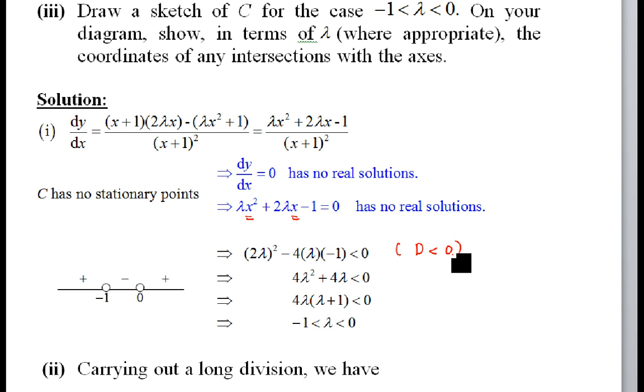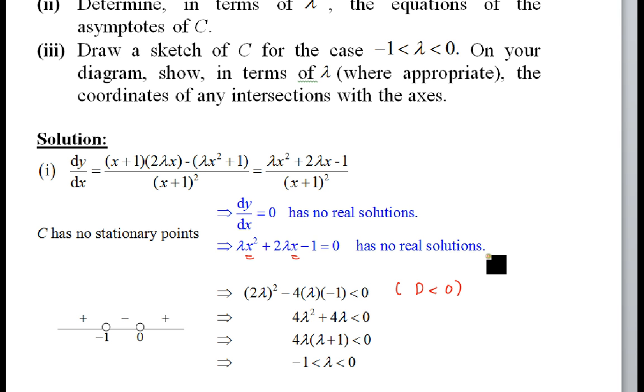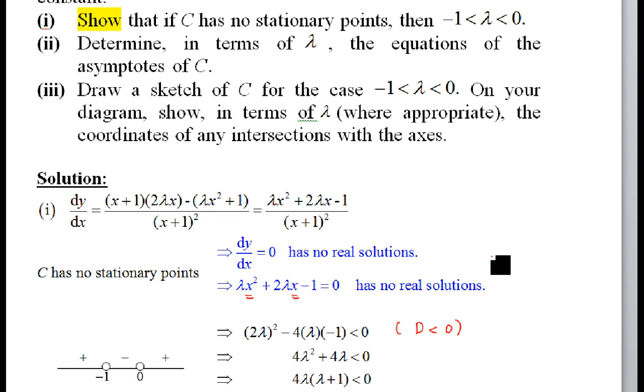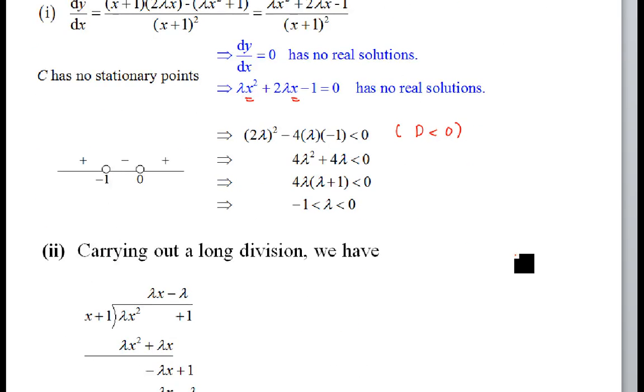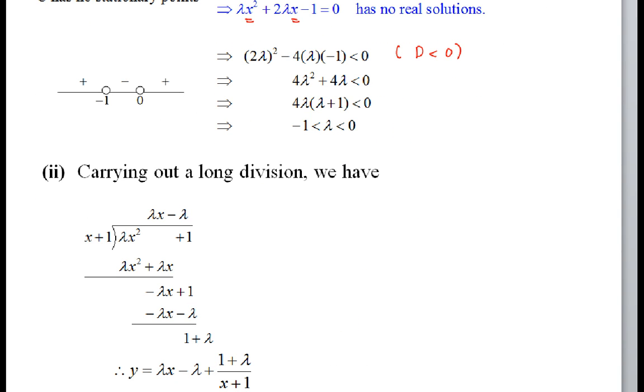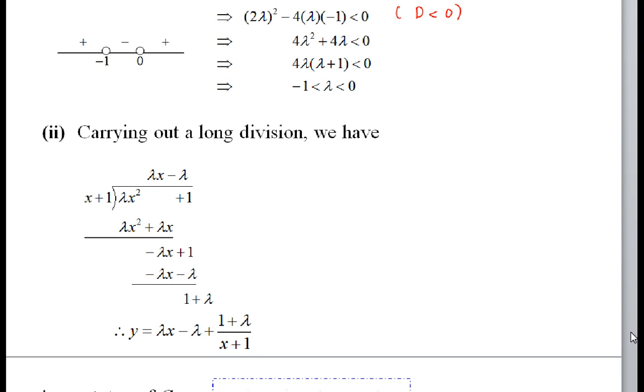Okay, now next part. The question asks, determine the equations of the asymptotes. Now you still don't know lambda. But shall we take a look? Look up. Is this proper or improper? Improper. So for an improper one, the first thing you do is long division, excellent. So we do long division. It may look difficult, but it's actually not. So I assume we all can do it, okay?